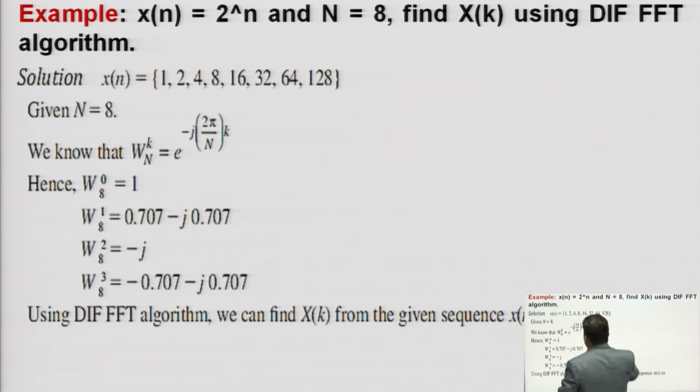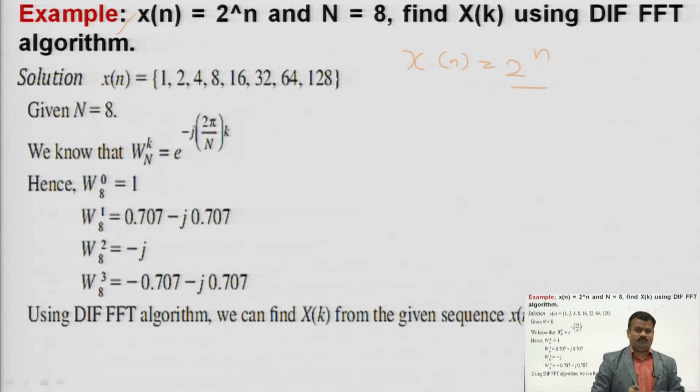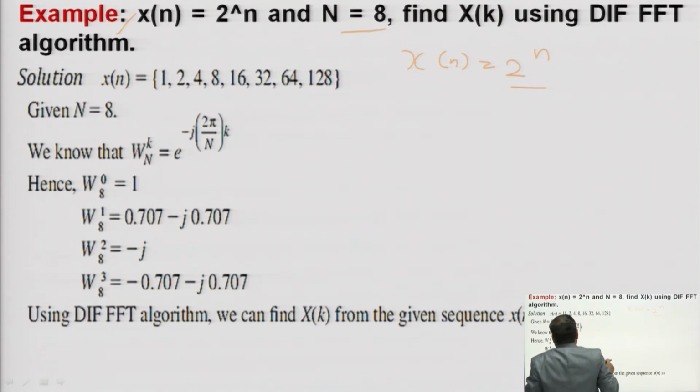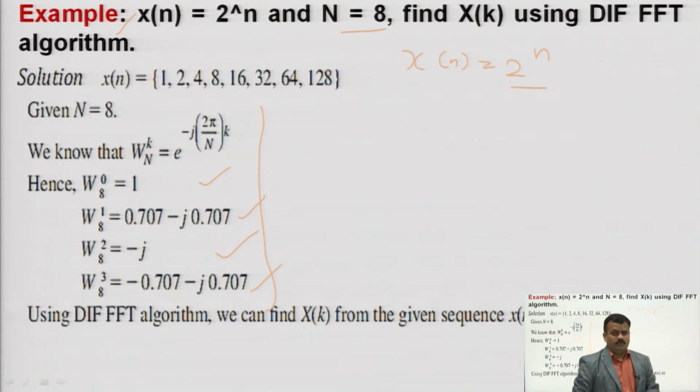Now, another example we can see here, x of n is equal to 2 to the power n. This input sequence generalized expression is given to you. Now, you have to calculate x of k, it means the DFT using DIF-FFT. So, here N is equal to 8 again, then these twiddle factors will be the same as in the previous question, W8^0, W8^1, W8^2 and W8^3. So, this is the very big advantage here, because everything is clear.